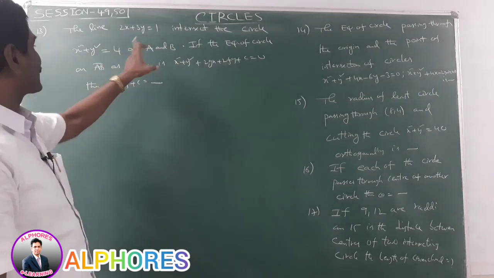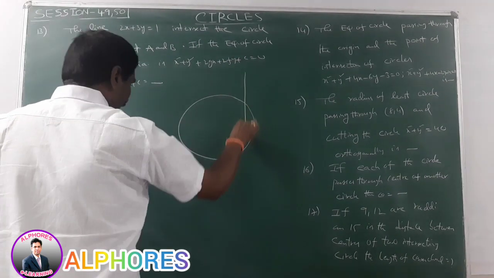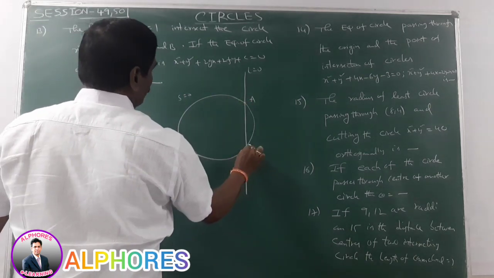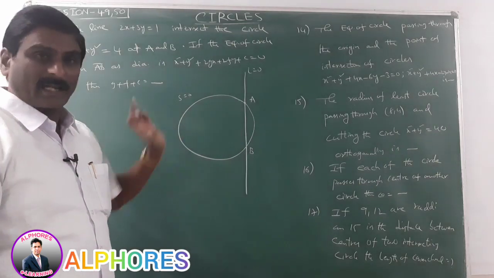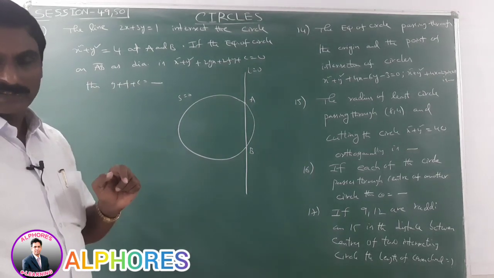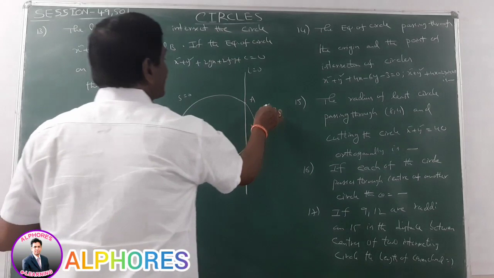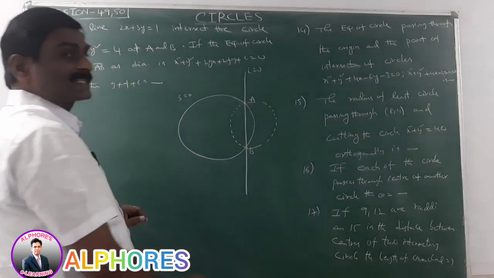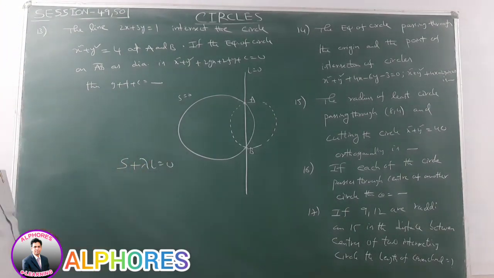In this case, the line cuts the given circle at AB. Suppose this is the circle S = 0 and the line is L = 0; these two intersect at AB. Now we find the equation of the circle whose diameter endpoints are AB. We already discussed this point in family of circles. If the circle and line intersect at AB, then the equation of any circle passing through these 2 points AB is S + λL = 0, where λ is a parameter.